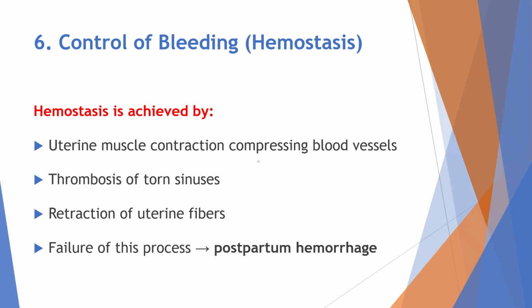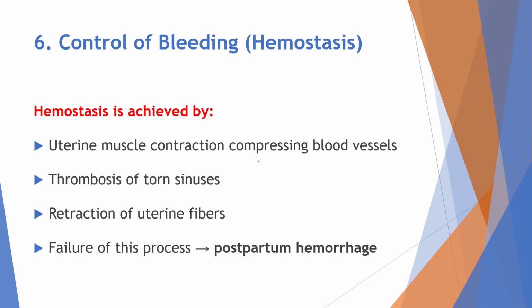In addition to contraction, thrombosis occurs in the torn blood sinuses where the placenta was attached. Small blood clots form in these vessels and further help in sealing them. Retraction of uterine muscle fibers also plays a major role, as the fibers remain shortened and keep the blood vessels compressed continuously. If any part of this process fails, the uterus may not contract properly, leading to postpartum hemorrhage.